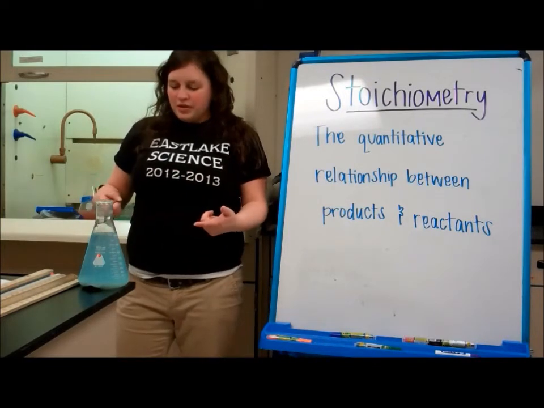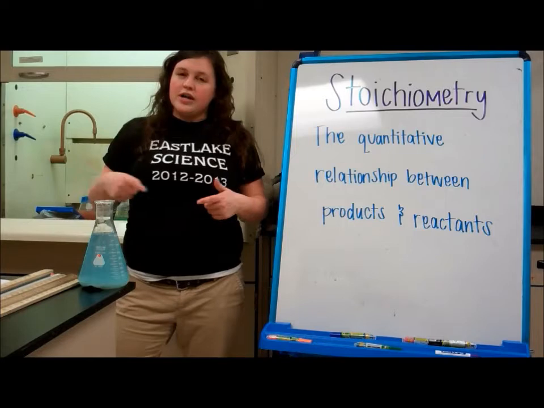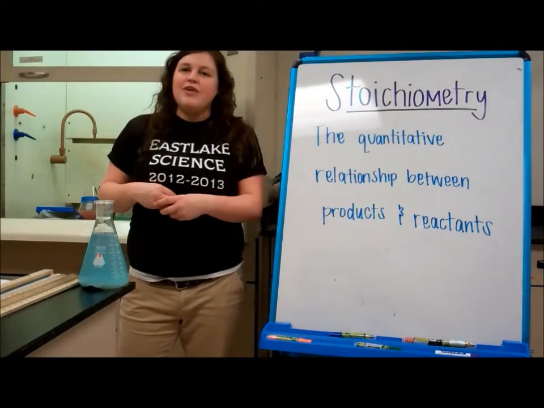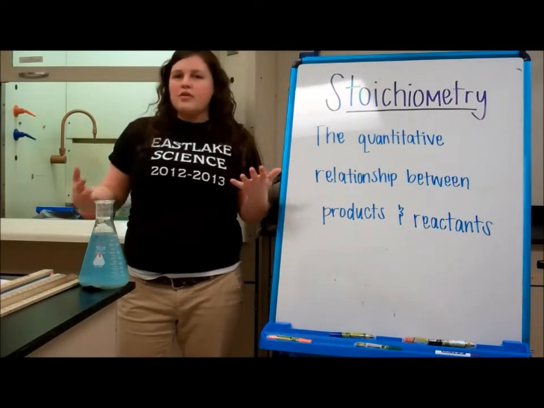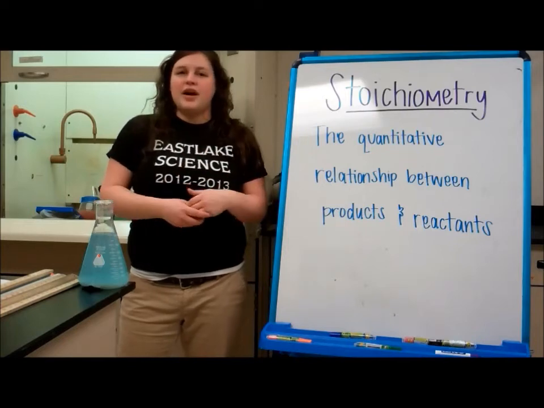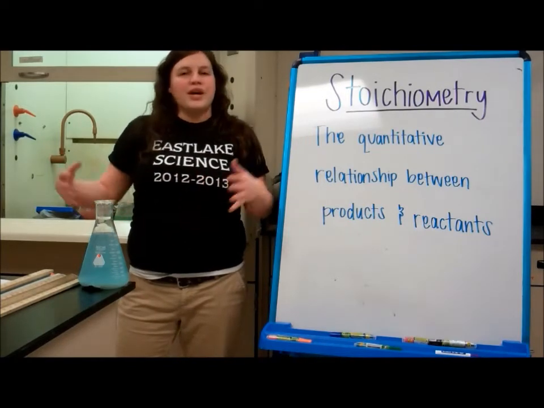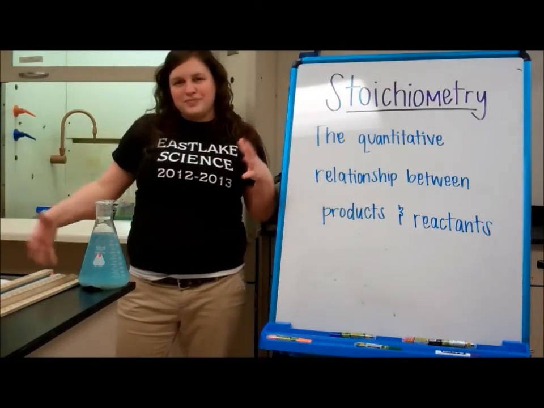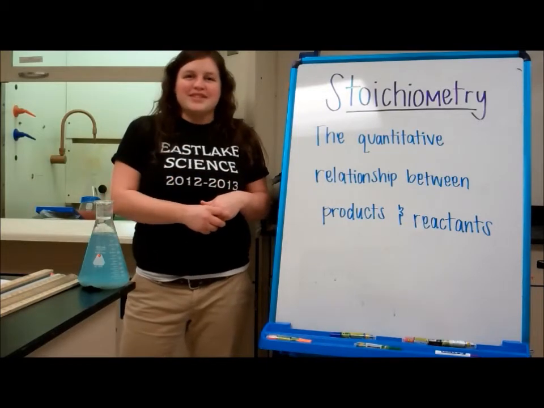For example, here is a flask of copper chloride and aluminum that we poured in. If I know how much aluminum and copper chloride I put in, I should be able to tell you how much copper and aluminum chloride I should get out of the solution. Let's do some real-world examples.